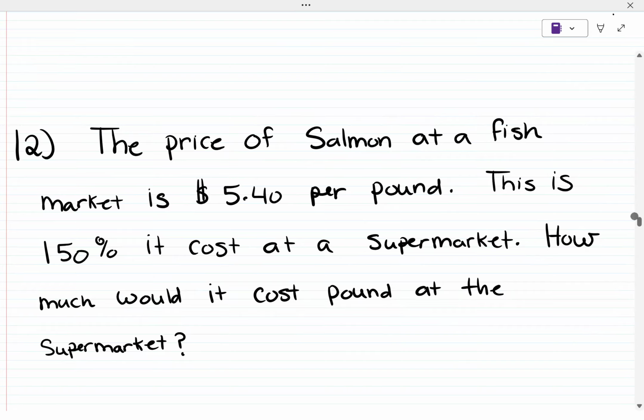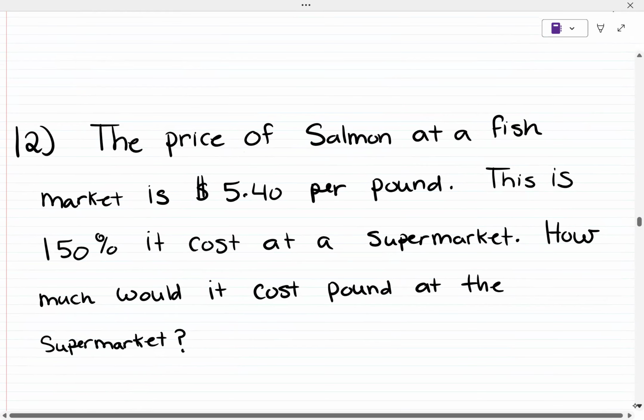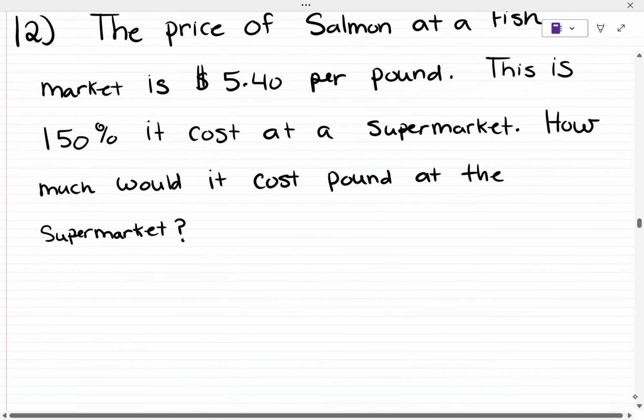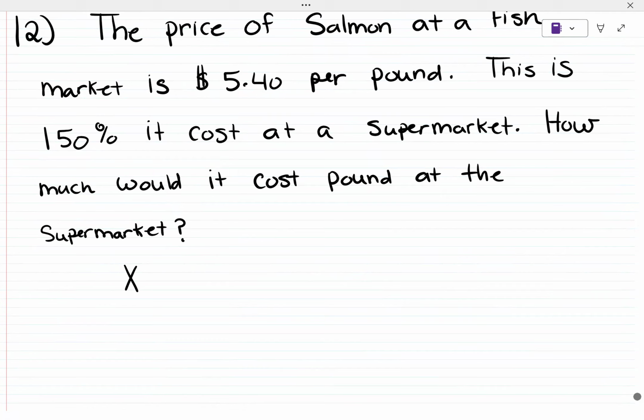So is it going to be smaller than 540 or larger than 540? Well, if this is the markup, without the markup, it's definitely going to be less than 540. So we can set it up like this. We can do x, which represents the cost per pound, times the markup percentage, which is 150%, equals the cost at the fish market.